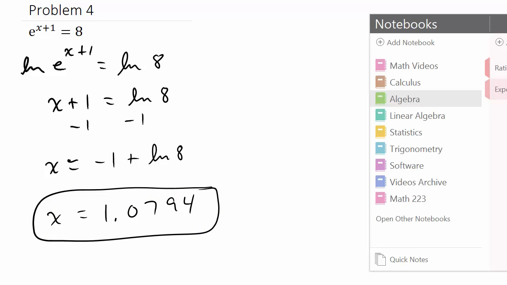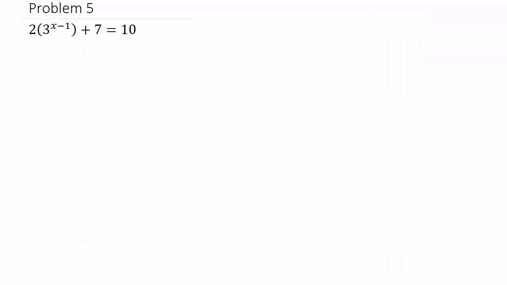Alright, so this is the last one. Alright, so let's take a look at this one. Alright, here you see how we have this term here, the 3 raised to a power. Well, we have to isolate that. We have to get it by itself. So I'm going to need to subtract 7 from both sides, and that gives me 2 times 3 to the x minus 1 equals 3.